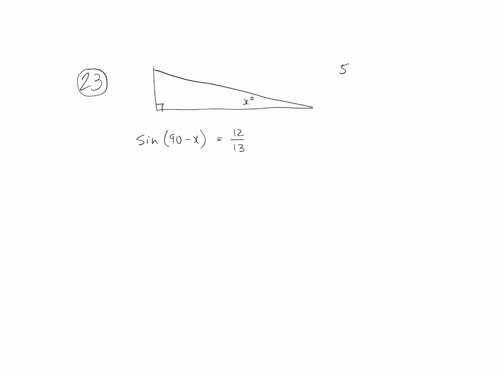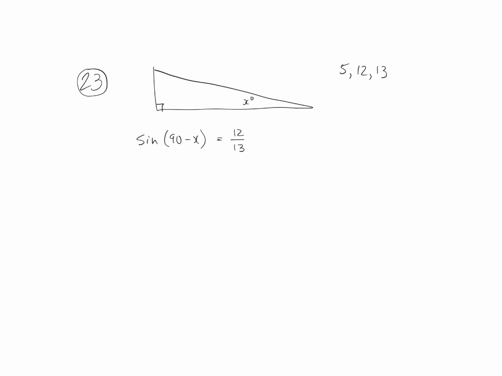Question 23 gives us a triangle. We have x degrees here, and we are told that in the figure above, the sine of 90 minus x is equal to 12 over 13. The first thing I notice is that we probably have the 12, 13, 5 triangle. This is a Pythagorean triple, a right triangle with sides 5, 12, 13. So based on the shape of the triangle, the short one is probably 5, and so on.